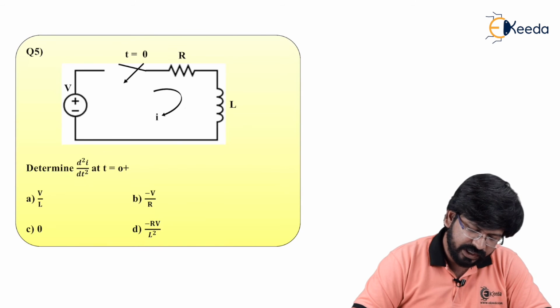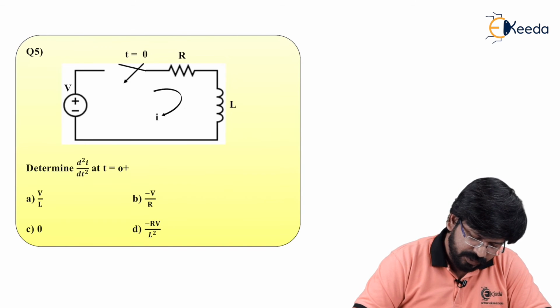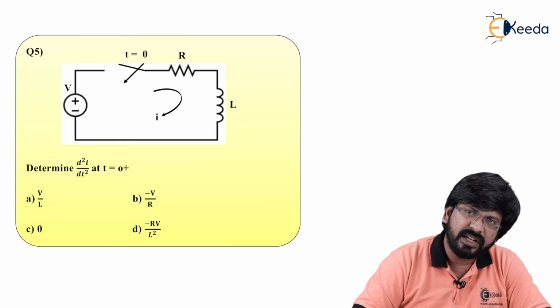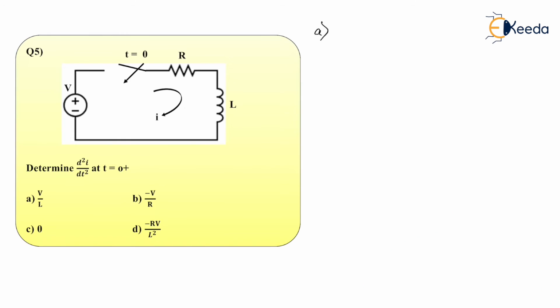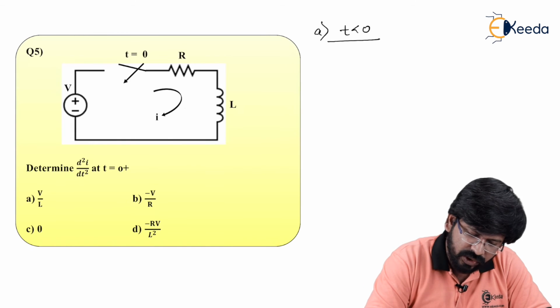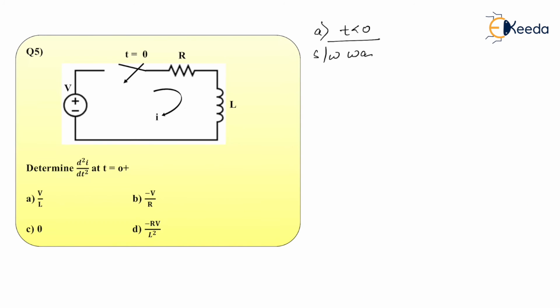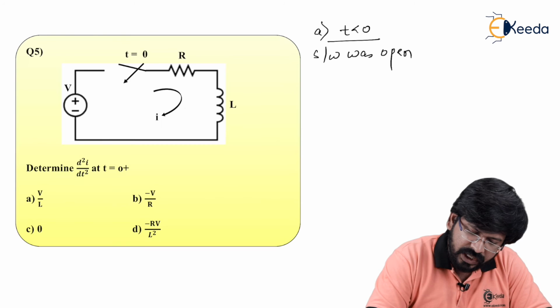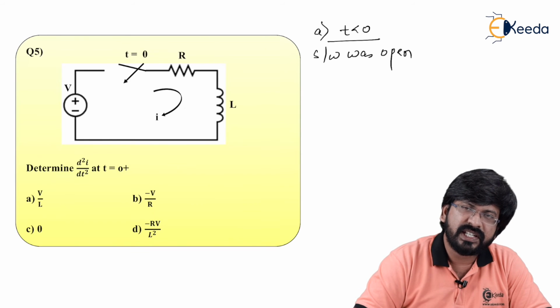It is a series RL circuit, right? And some options are given. Let's see how we can deal with this. See, at t less than 0, what is happening? At t less than 0, switch was open. If your switch was open, you can see that your supply was disconnected from the series RL circuit.